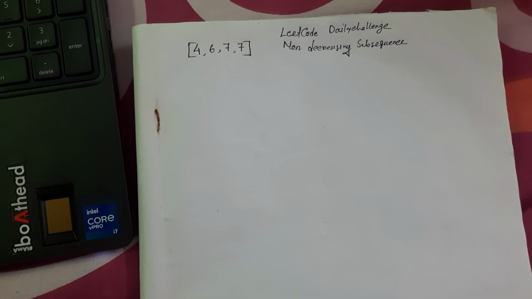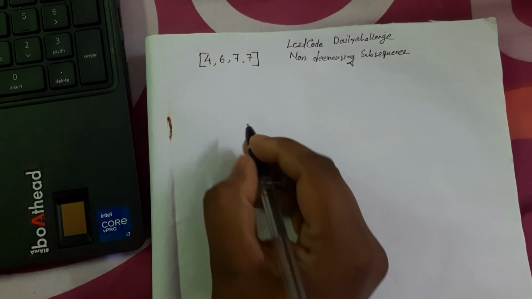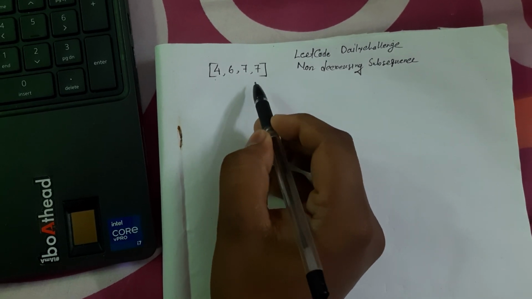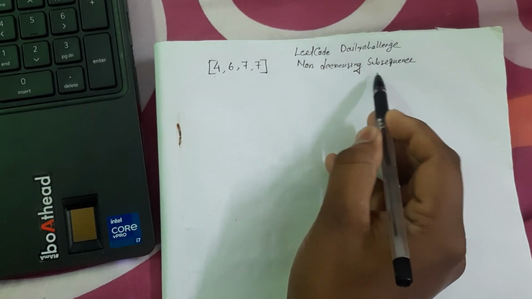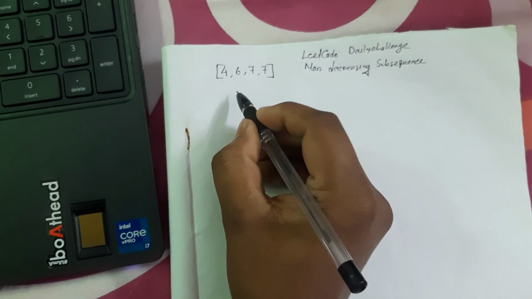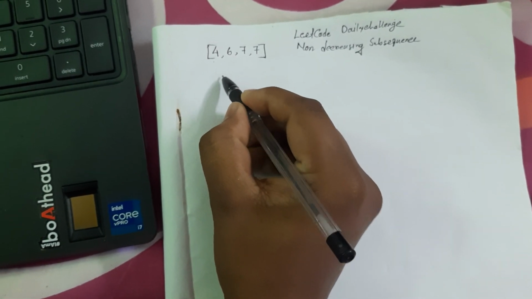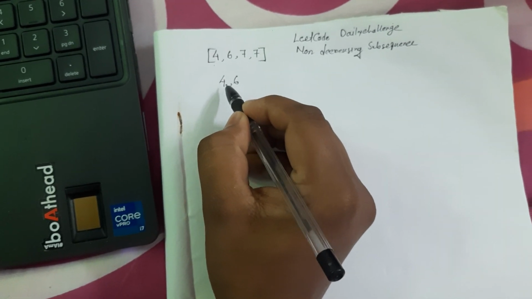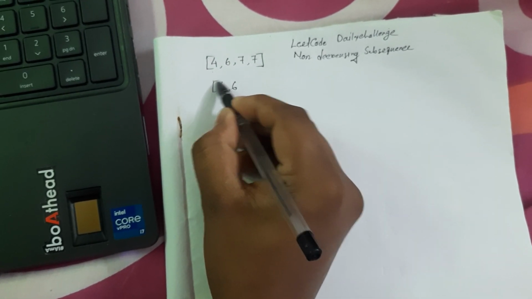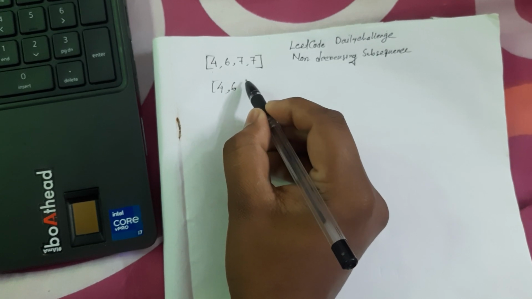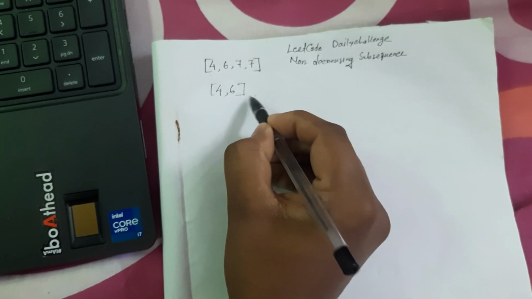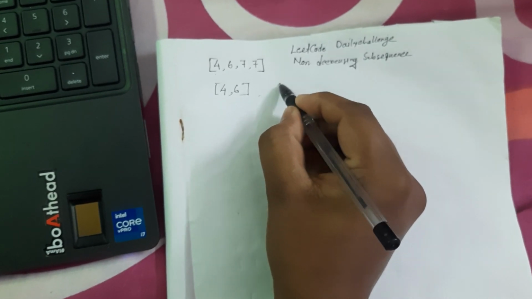Now let's see the question with an example. So here I have given an array with 4, 6, 7 and 7. You need to find all the non-decreasing subsequences. So a few of the subsequences are like 4 and 6, and here it is mentioned that we need to find subsequences with at least two elements. So 4, 6 can be one non-decreasing subsequence.